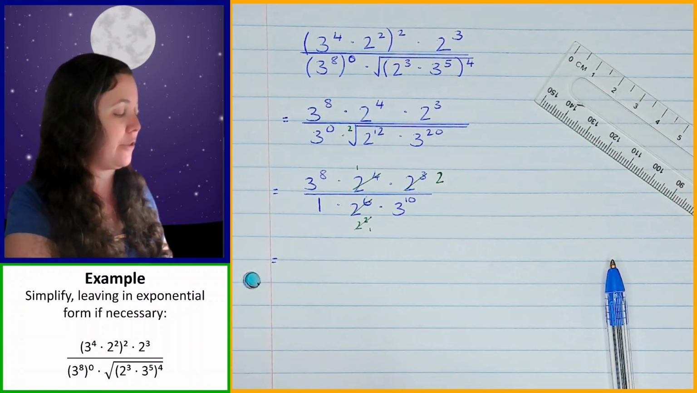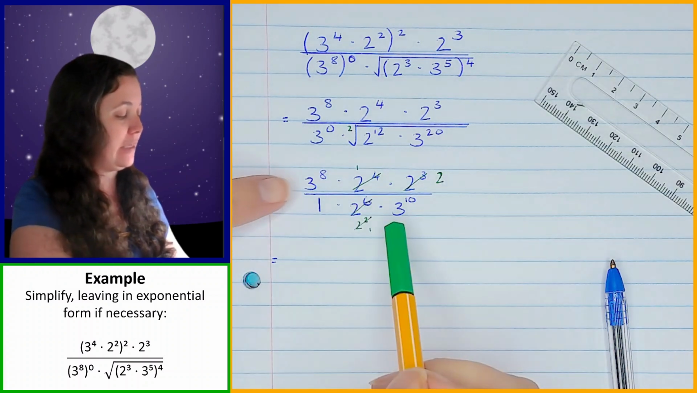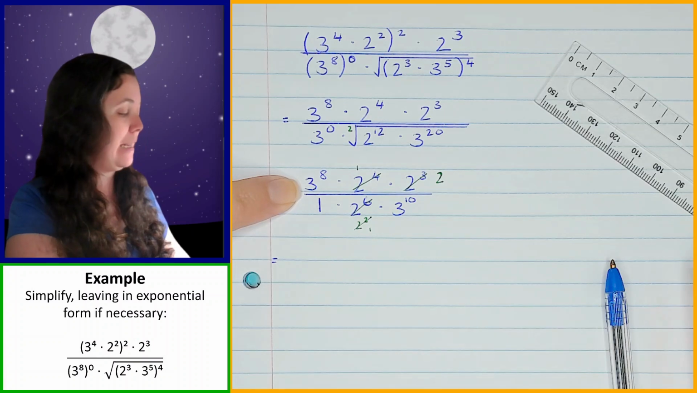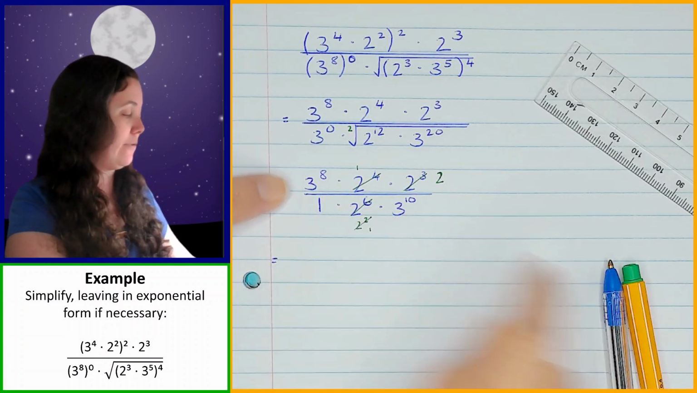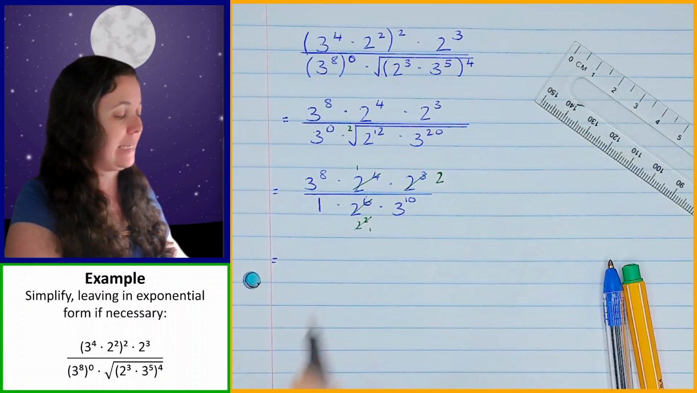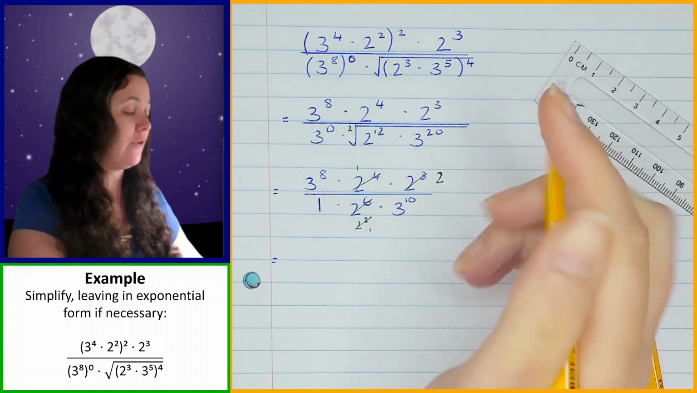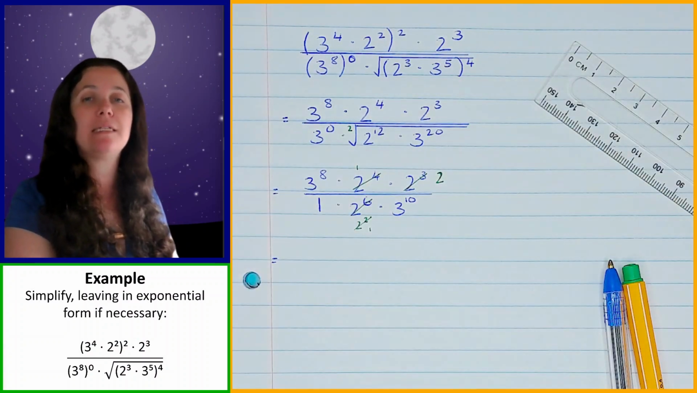Now let's have a look at our 3's. So for our 3's over here, I've got 3 to the power of 8 and 3 to the power of 10. There aren't any other 3's, so I can just simplify those ones straight away. So I can say, remember, wherever the biggest one is, that's where I'm going to be left with stuff. The one where the smallest one is, it's all going to cancel out.